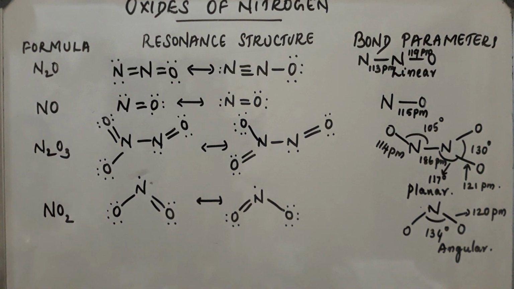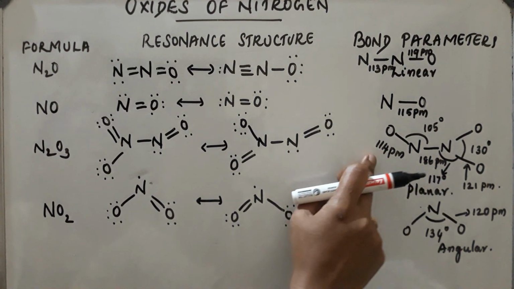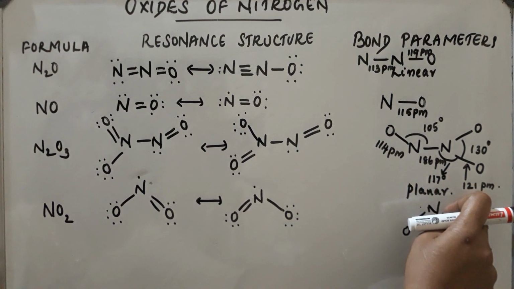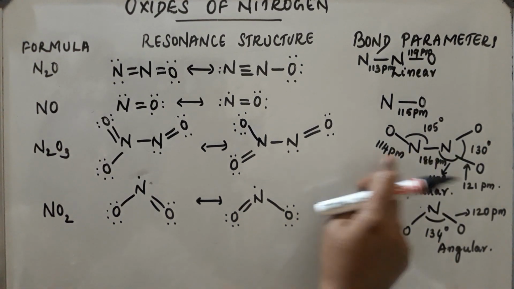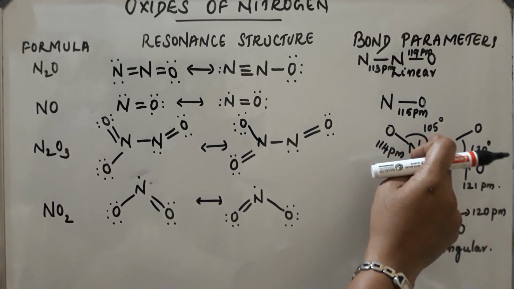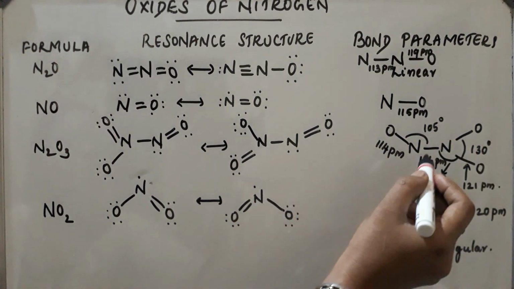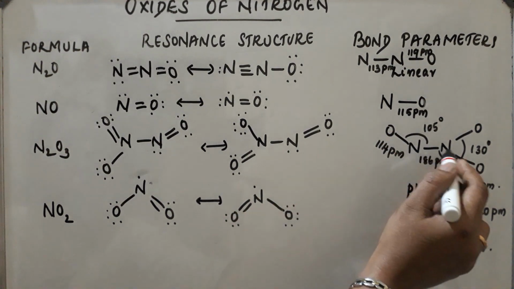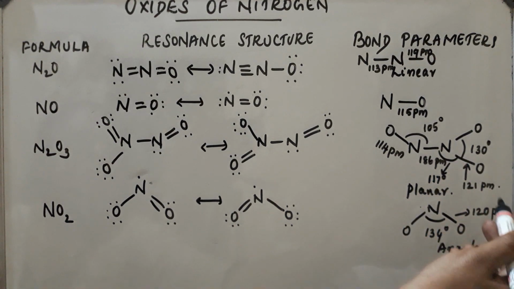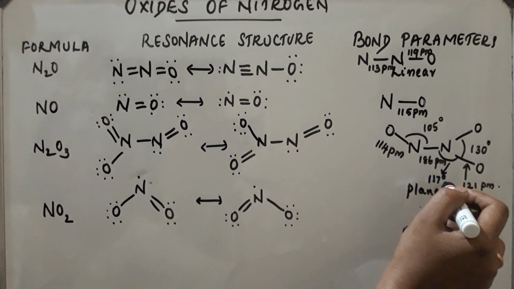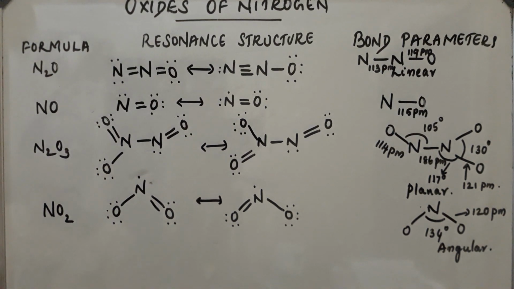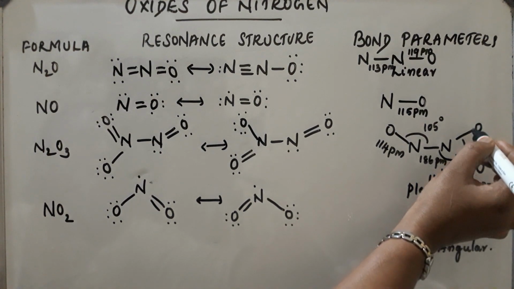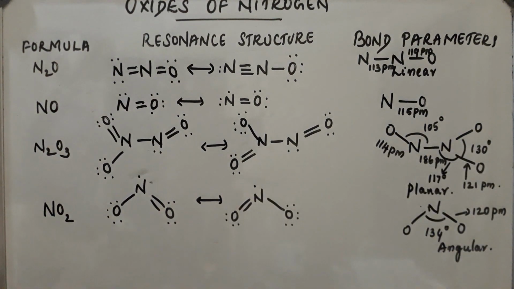Okay. And what about the bond parameter? NO 114 pm. This NO is one is double bond and one is single bond. Okay, 114 pm and 121 pm. And what about the bond angle? This bond angle NNO is 105 degree and this bond angle NNO, because this NO is different, the bond angle changes to 117 degree. Okay, then this NN bond length is 186 pm and this ONO bond angle is 130 degree.